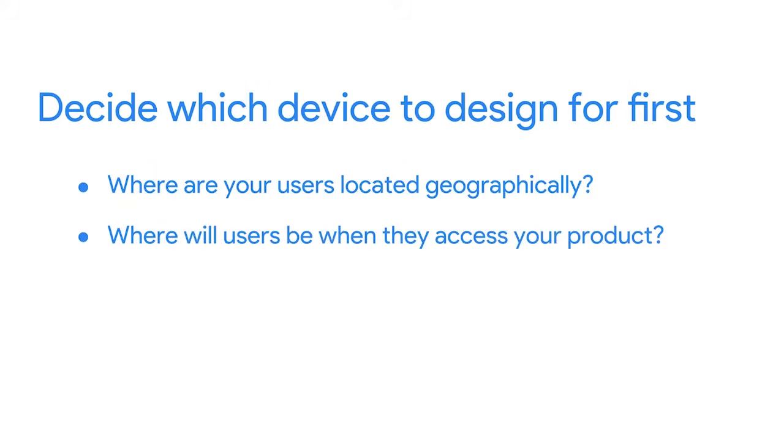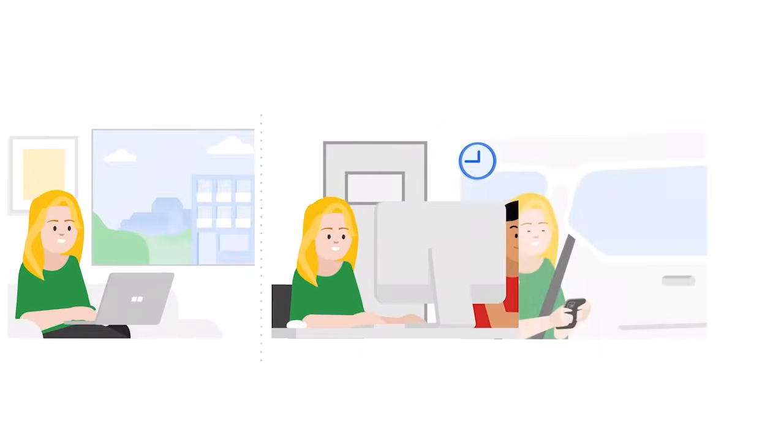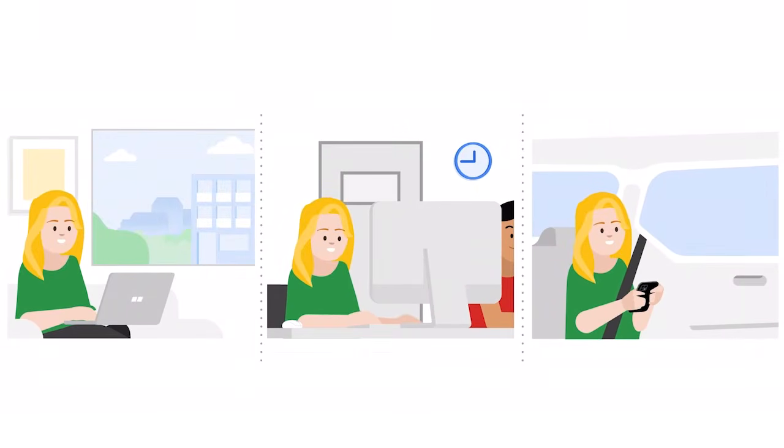Second, where will users be when they access your product? At home? At school? At work? Or on the go? For example, imagine you're designing a math tutoring product for middle school students. The student's experience with your product design will be very different if they're at home using a laptop computer, at school using a desktop computer, or on the go using a mobile phone.